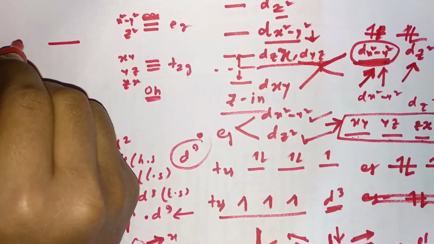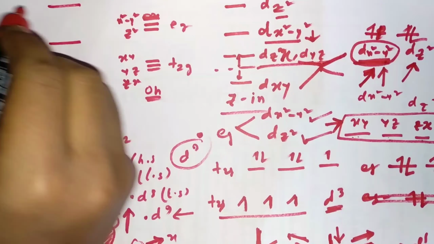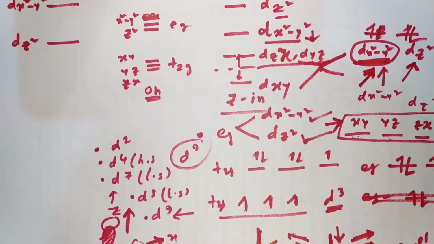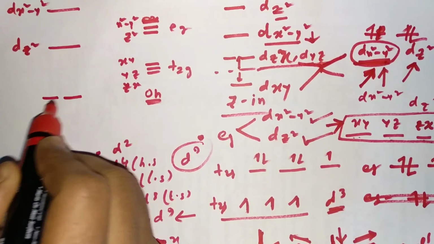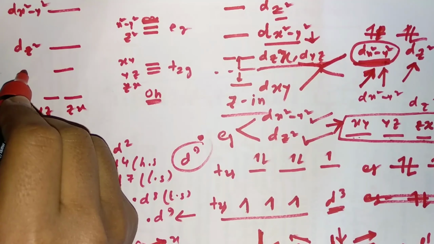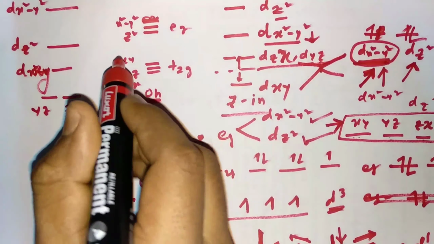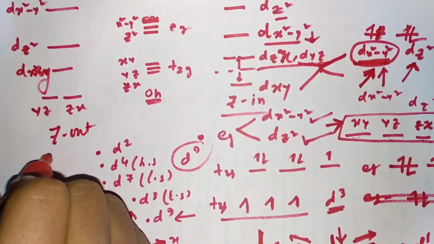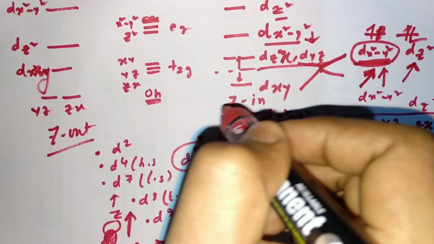Okay, and that is why what happened? The energy of the dz square orbital decreases, and a similar amount of energy increase occurs for dx square minus y square because of the symmetry rule. Similarly the energy of dyz and dzx will decrease, and for dx square minus y square and dxy orbital, the energy will increase by a similar amount. Okay, so this is all about the Z out distortion. So for Z out, this is the splitting. For Z in, this is the splitting. Okay, so I hope you understand all these things.